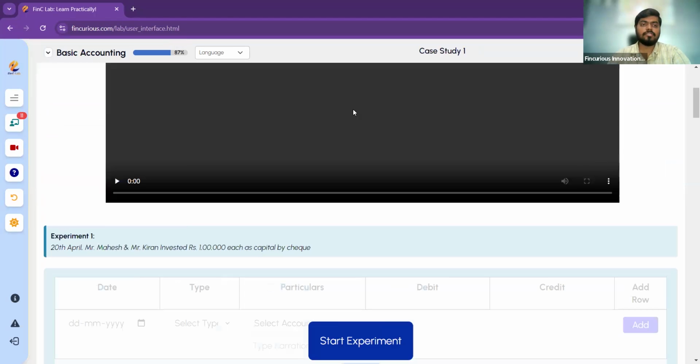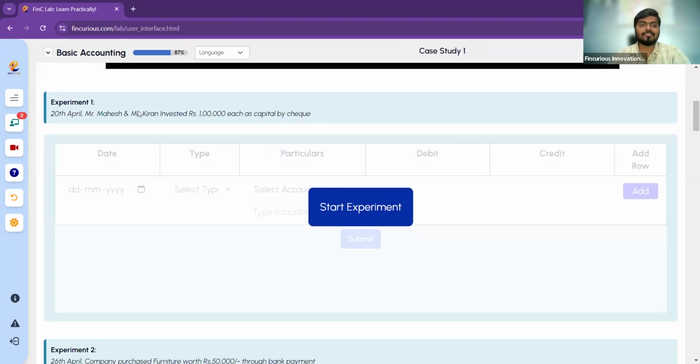So coming to the gamification tool. You can see here experiment one. So they're asking us to start the experiment. You might be wondering what these experiments in accounting are.